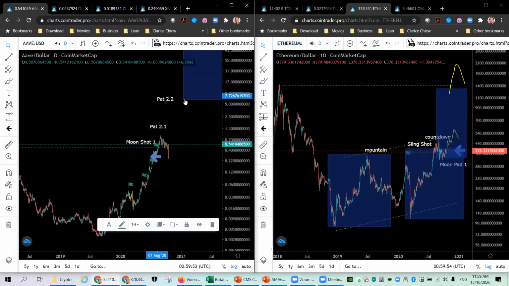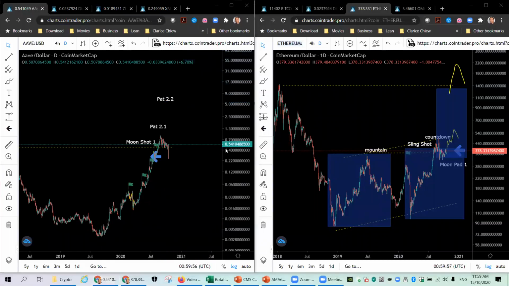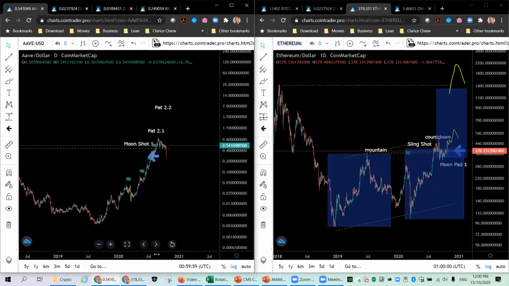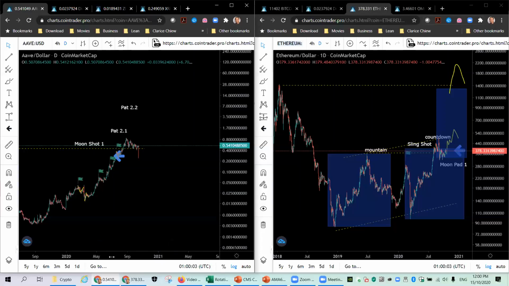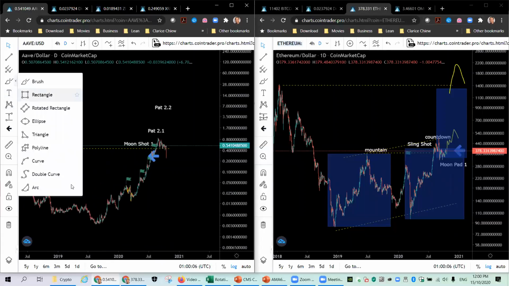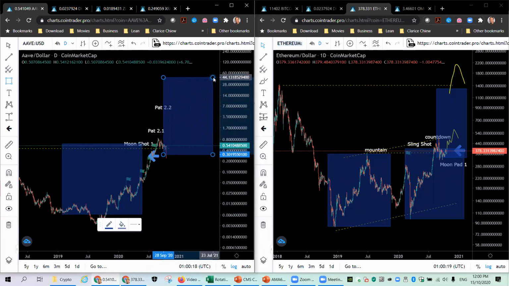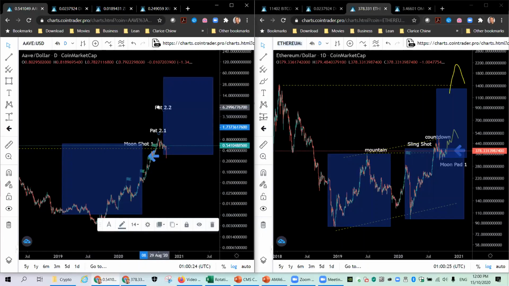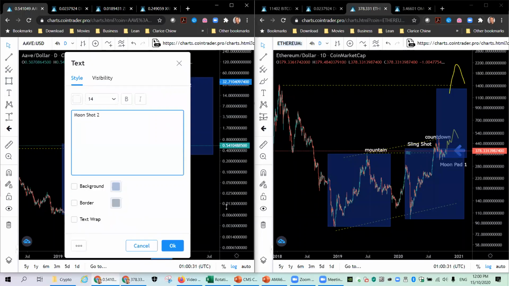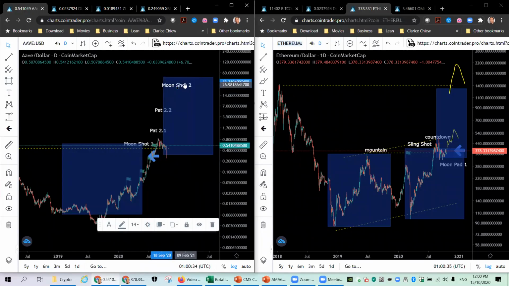So let me try to estimate and help us compare where it would be. Okay, so I think I have this box here just now, and assuming that that's the height of the box, right? So we would be going somewhere around there. Okay, so pattern 2.1 will be here, and then 2.2 will be there, and then the moonshot, right? So moonshot 2 would be up there. Does it make sense? So it should be something like that.